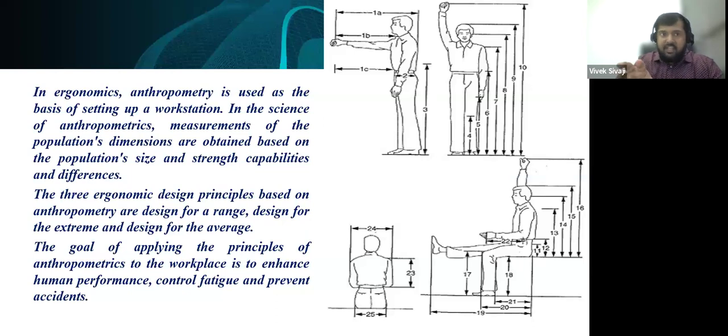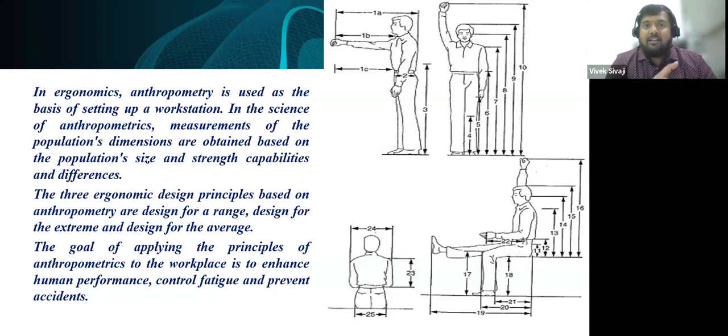In the science of anthropometrics, the measurements of the population's dimensions are obtained based on the population size, strength, capabilities, and differences. You need to understand anthropometrics varies from point to point. Not every country has the same anthropometrics. May I give you a simple example?